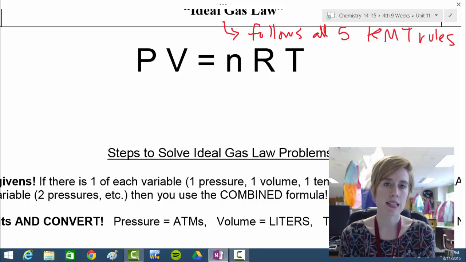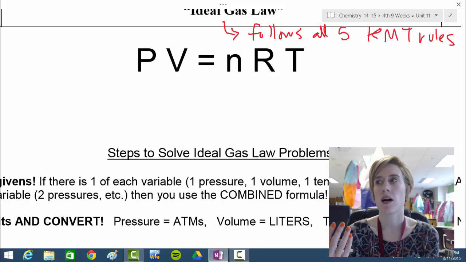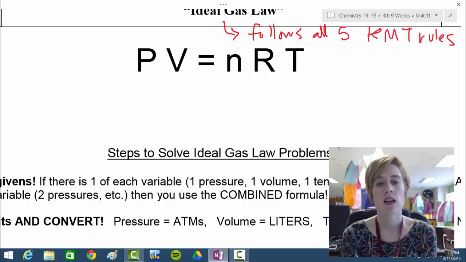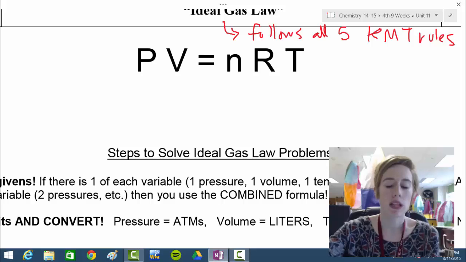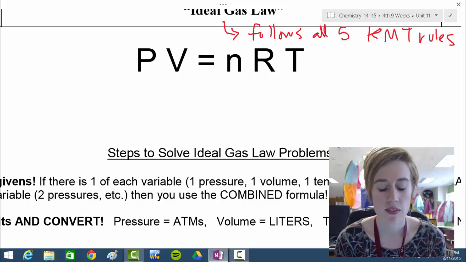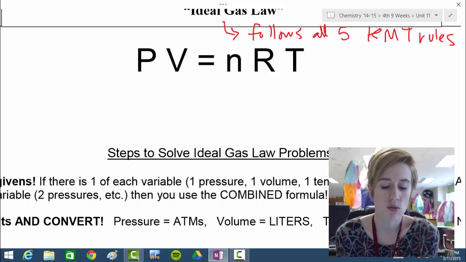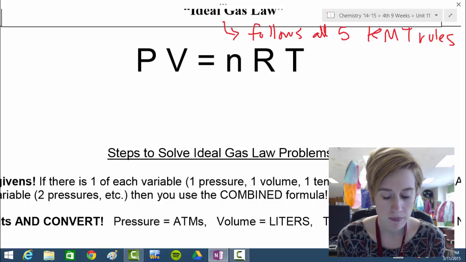Remember that gases have to be spaced out and far away. We know that gases have to be moving quickly and randomly. We know that gases have elastic collisions, right? So they bounce off when they collide into other gas particles. We know that there's no attraction or repulsion force between the gas particles. We know that temperature is directly related to its energy. So if the ideal gas meets all of those KMT rules, we say it's an ideal gas and we can use this formula. Okay, so let's talk about each of these.